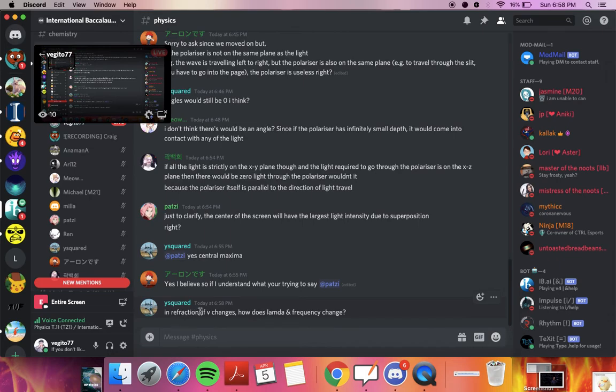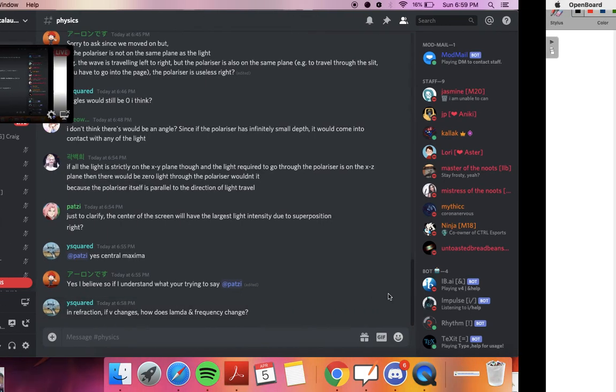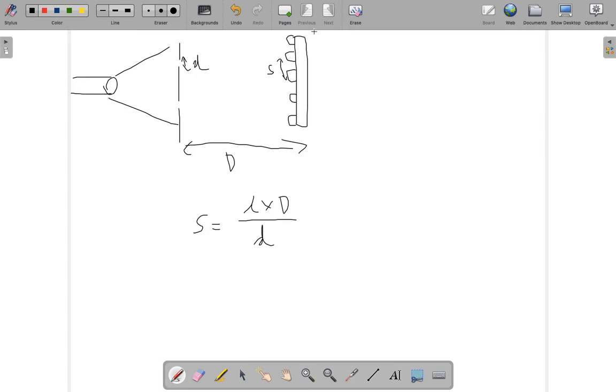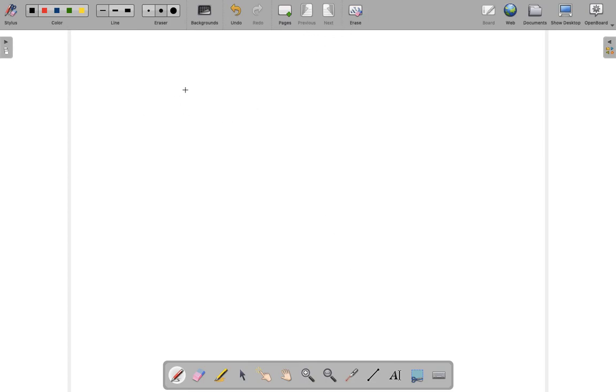Any other question? In refraction, if V changes, how do lambda and frequency change? Well, frequency is always going to be constant. The frequency of the wave will be constant. Sorry, let's put out the equation. V equals F times wavelength.